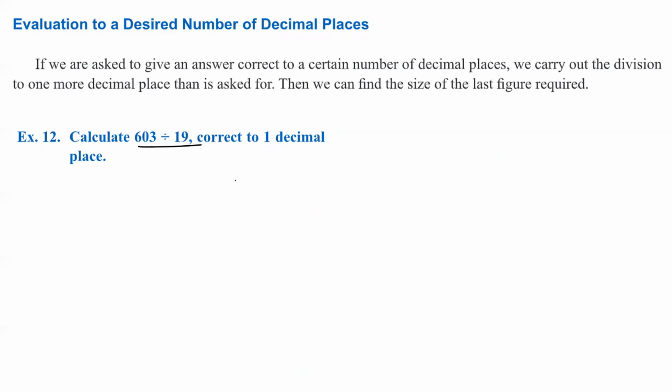Try to solve this: 603 divided by 19. Is 60 divisible by 19? Yes or no? No, right? It is not exactly divisible, but the nearest quotient that comes is 3. How much is 19 threes? 57. Yes, it is 57, not 47. Now subtract: 60 minus 57. You'll get 3.